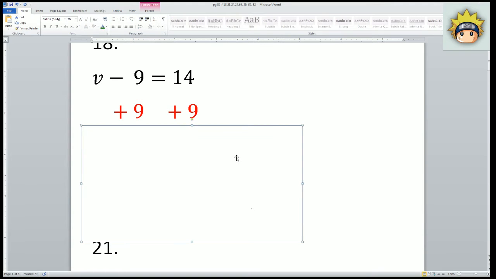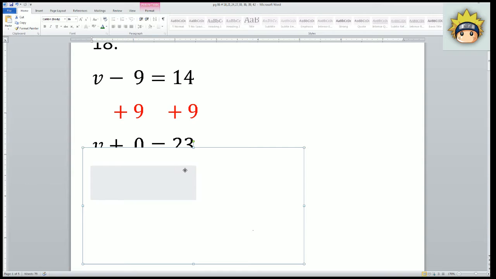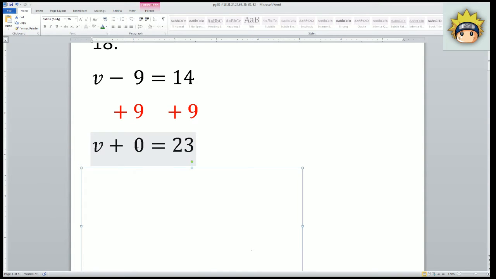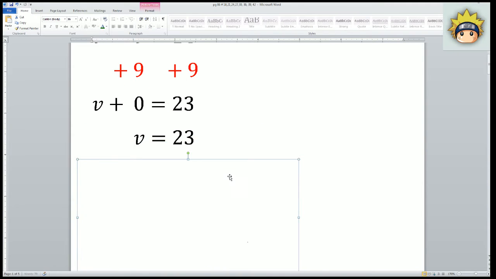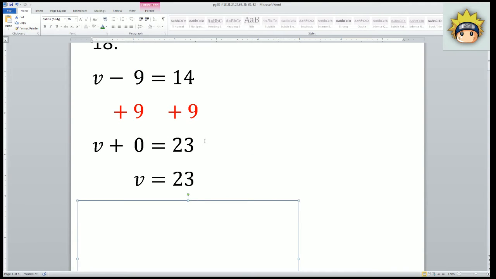What I have on the left-hand side is your v plus 0, because the negative 9 plus 9 is 0. And the right-hand side, 14 plus 9 equals 23. The final answer is the solution is v equals 23. You can check this by plugging this back into the original equation. Okay?